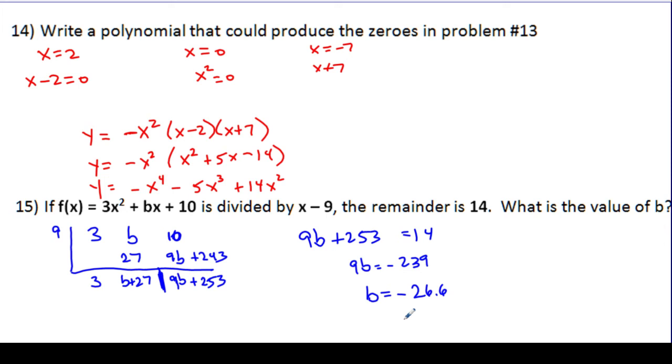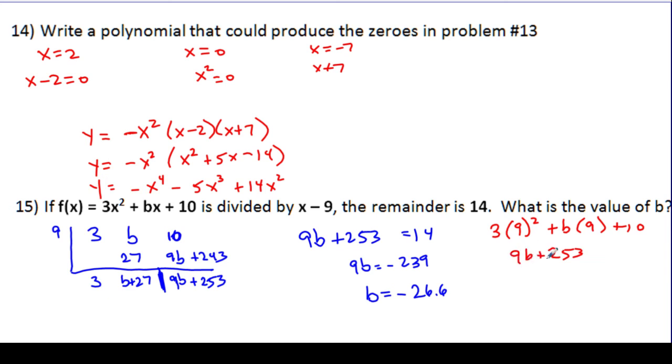The other way to do this would have been to use the remainder theorem, and what the remainder theorem says is if I plug the answer to this problem into this expression, I should get my answer, right? So in this case, I'm going to do the same thing. I'm going to say 3 times 9 squared plus b times 9 plus 10. And I'm going to simplify this. Well, this says 81 times 3. 81 times 3 plus 10, guess what, is 253. 9 times b is 9b.